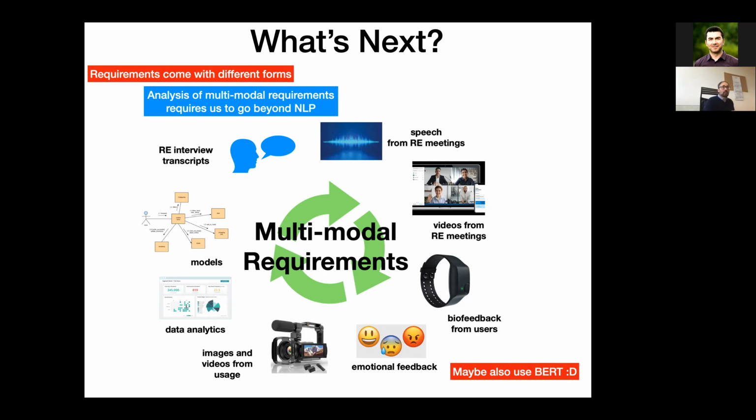So we need, as requirements engineers and software engineers, to make a step forward and try to go beyond natural language requirements and try to mix the natural language aspects with multimodal aspects, so visual aspects and sound aspects. And this is the next challenge, I think, for NLP for RE, to become multimodal. And also in this case, again, maybe also use BERT and try to see if it works out.